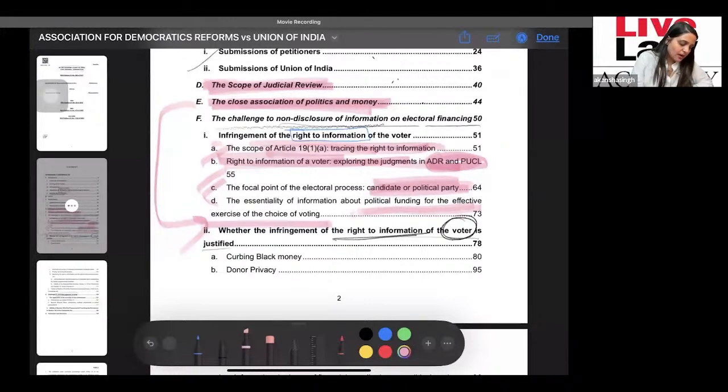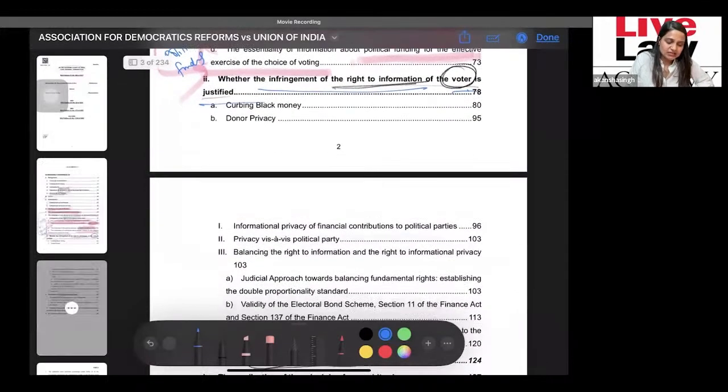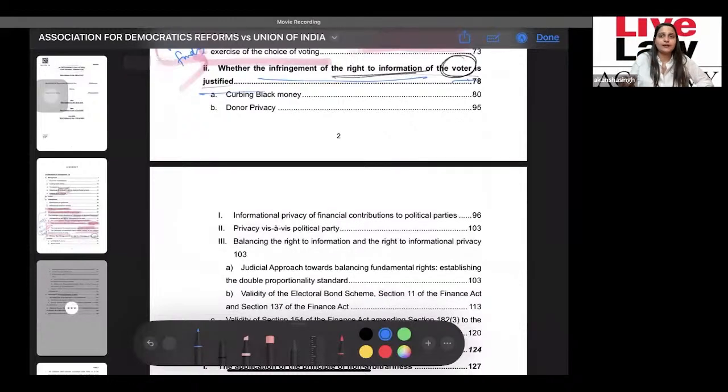So by this part, the court has tried to establish how 19(1)(a) covers the right to information related to political funding. Moving ahead, the court then talks about whether the right to information is justified for this particular aspect, for saying whether the electoral bond scheme is right or not. Now we get into the nitty-gritties of seeing the right of a donor, the right of privacy of a donor, and accordingly try to balance it.